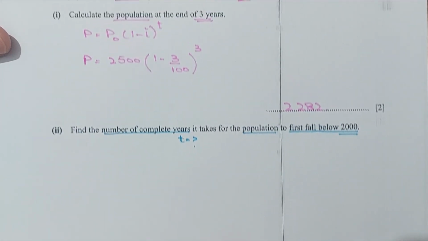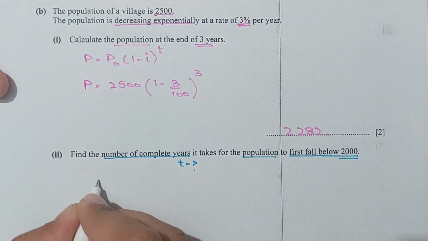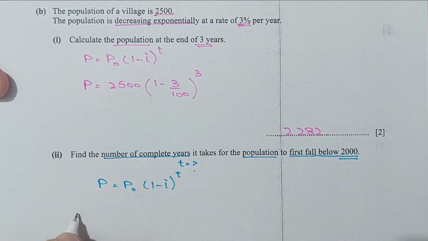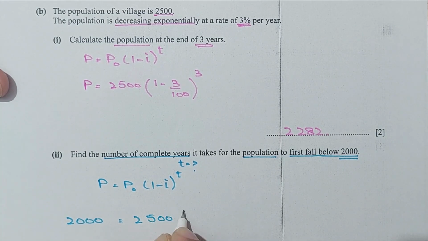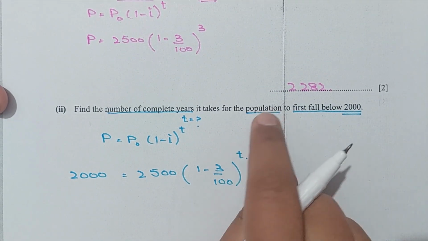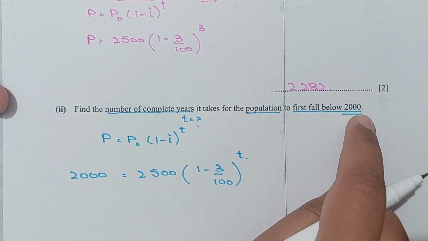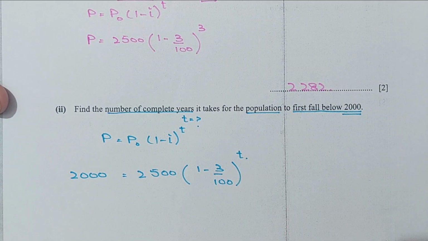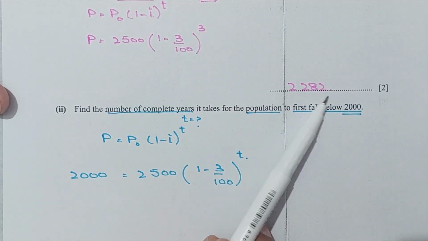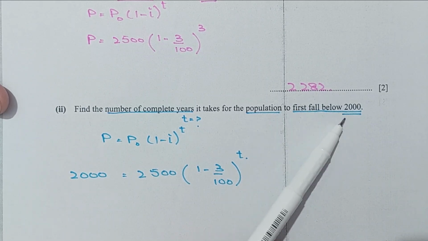Okay, so this is the same exponential decay question. It has the same formula, P equals P naught times 1 minus i to the power t. So P, the population decrease, would be 2000. P naught is 2500, 1 minus 3%. We have to solve for t. So at what time, the number of complete years, does the population first fall below 2000? It must be less than 2000, right? As we have done for 3 complete years, the population is more than 2000, not below 2000.